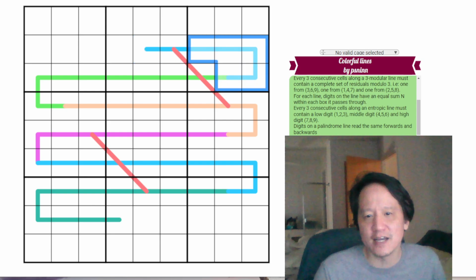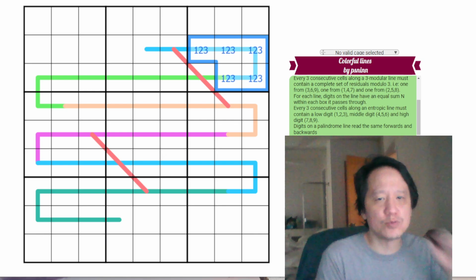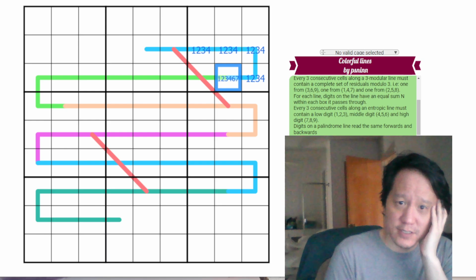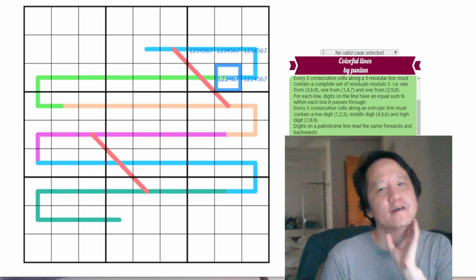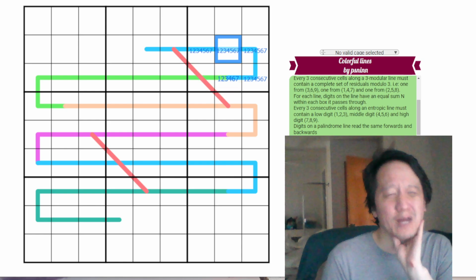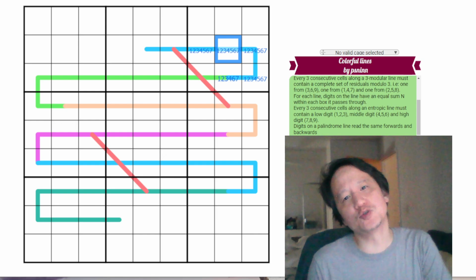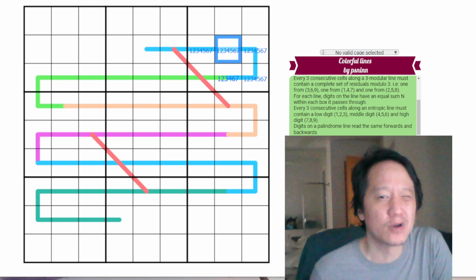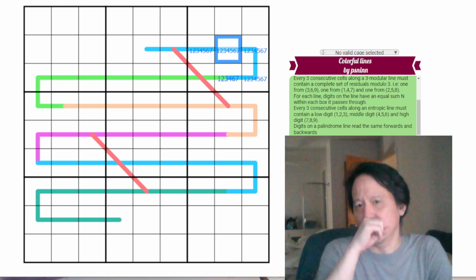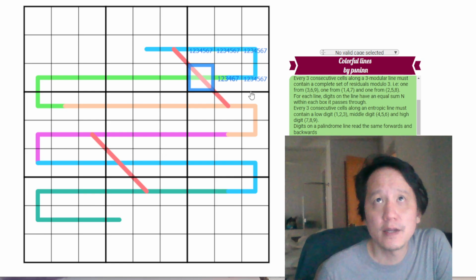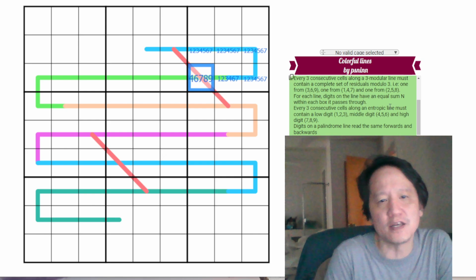So this has to have a 1, 2, 3, 4, and the 5 cannot be there. This could be 6, 7 though. But we know that 1, 2, and 3, because it could be at most 1, 2, 3, 4, 7, or it could be 1, 2, 3, 5, 6. Excuse me. So this has to be 4, 6, 7, 8, and 9.